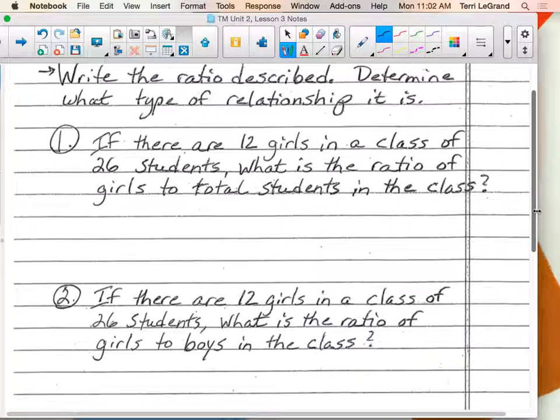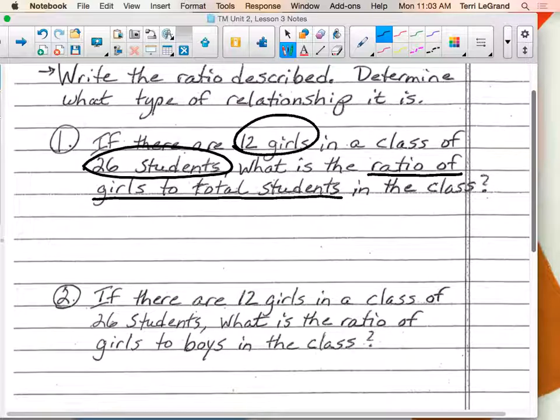I want you right now to underline this. Ratio of, they're telling us what order to set it up in. Girls to total students. Okay, well, what information did they give us? They gave us 12 girls, 26 students. Do we have the information we need? Yeah. Okay, so we're going to put which one first in our ratio?